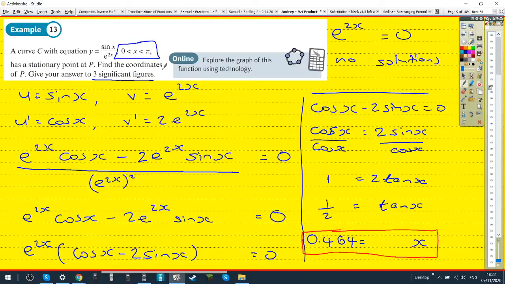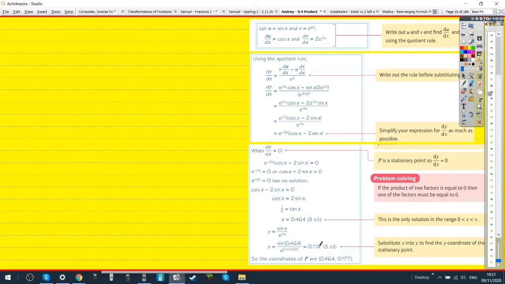Okay, let's see. Big picture. Stationary point, dy dx equals 0. It's a function divided by a function, and so quotient rule. dy dx equals 0. It's a fraction, so the numerator equals 0 because you can't divide by 0. Factorize and solve. This one, no solutions. This one, there are solutions. One solution in the range, 0.464. Oh no, sorry. Coordinate.